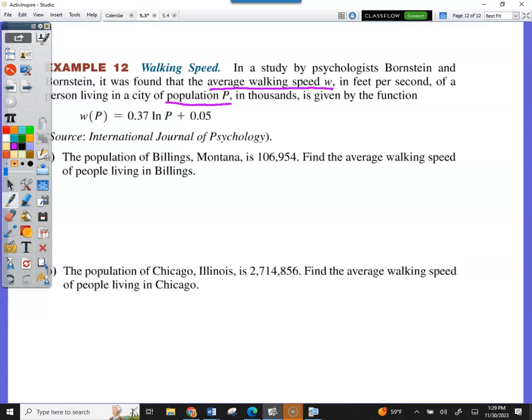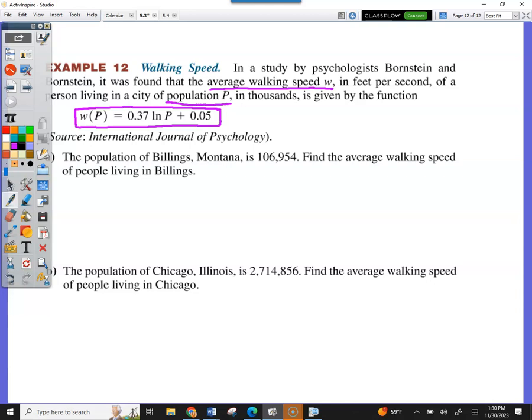We've talked about this. Even though you may hate word problems, there is a common pattern. They tell you the letters, what they mean, and then they're going to ask you to solve for one letter, which means they're giving you the number to plug in for the other letter. You just have to analyze it. It says the population of Billings, Montana is 106,000. Find the average walking speed of the people living in Billings. What did they give me?